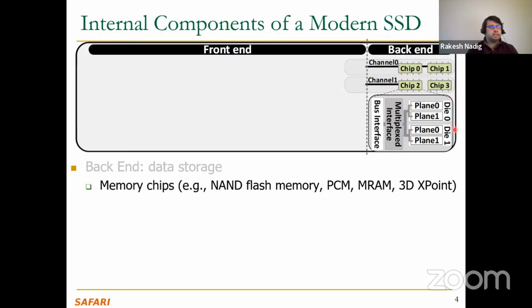If you look at the architecture of a flash chip, you have multiple dies in a flash chip. These dies are independent packages which can execute commands, and these are connected through a bus interface. Also, each die contains two or more planes, and each plane will have blocks and pages within the blocks. So this is the back end, the components of the back end of the SSD.